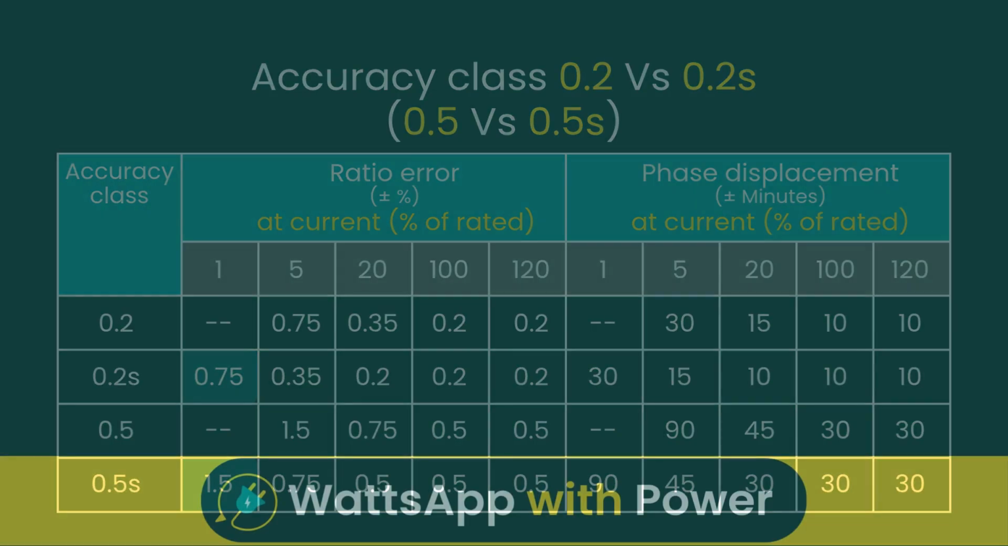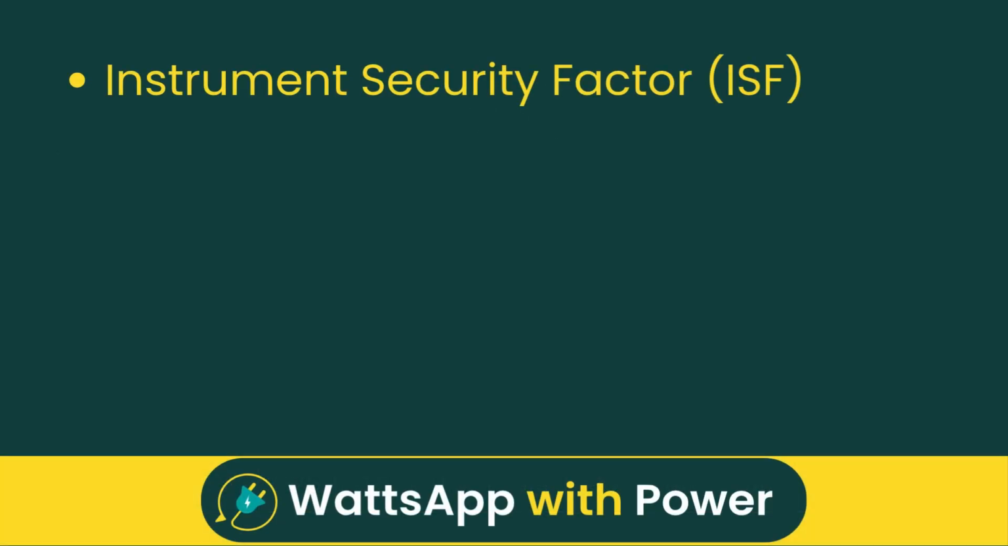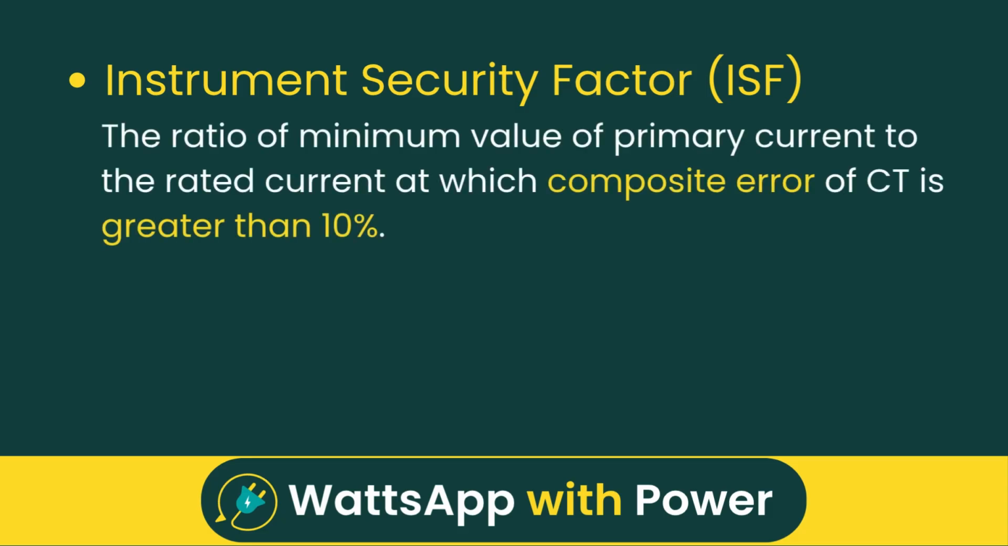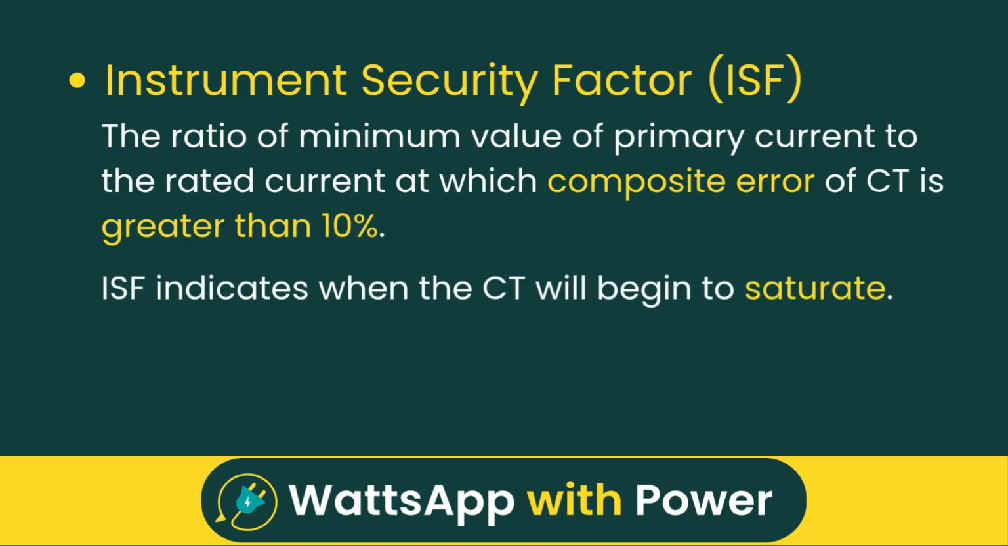Next, let's talk about the instrument security factor, or ISF. ISF is defined as the ratio of minimum value of primary current to the rated current at which composite error of CT is greater than 10%. In simple terms, ISF indicates when the CT will begin to saturate. And for metering CTs, early saturation is beneficial because it limits fault current reaching sensitive devices like energy meters.